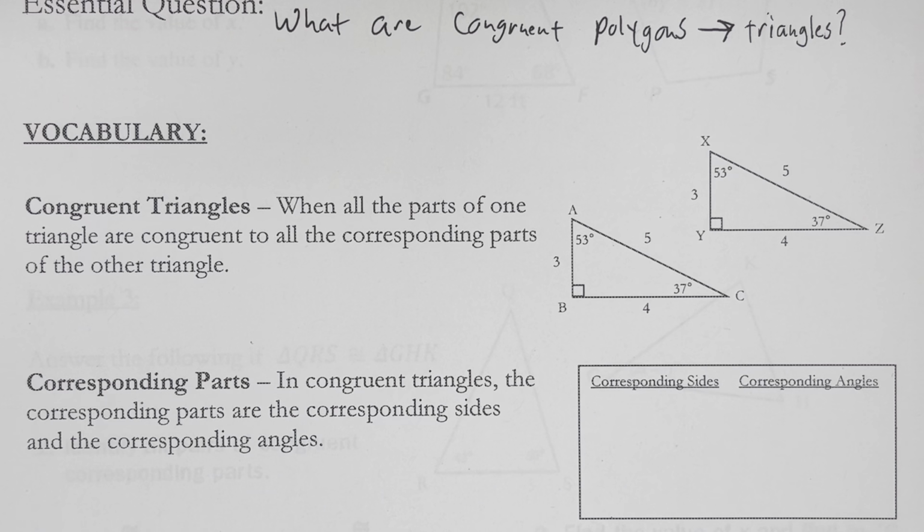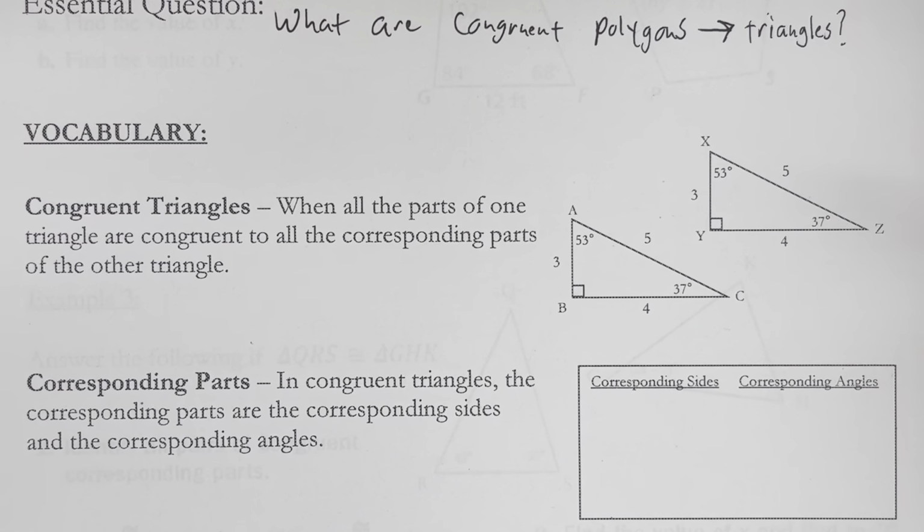When we talk about a triangle, it has more than 3 parts. It has 6 parts: 3 sides and 3 angles. So for triangles to be congruent, that means 6 things are going to be congruent between those 2 figures. All 3 sides and all 3 angles.